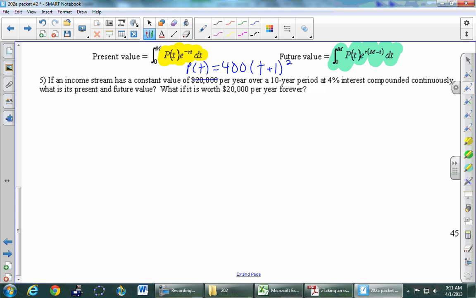Okay, and so we're going to update just the sentence that Maggie read from. I wanted to make it a little more complicated than just $20,000 straight. So we can use that same function that we came up with before, 400 times t plus 1 squared. Yes, instead of 20,000, let's use that formula.